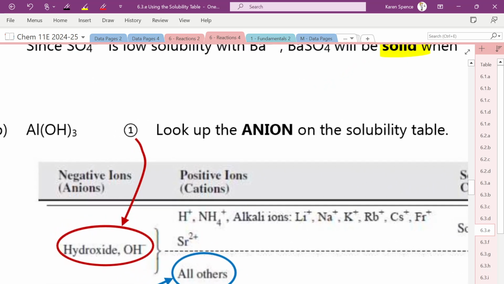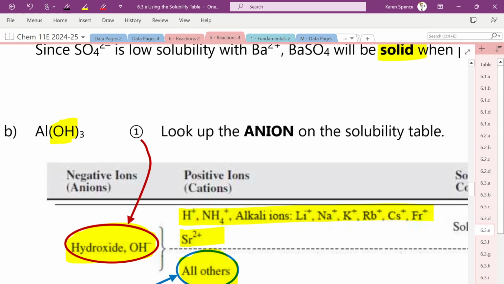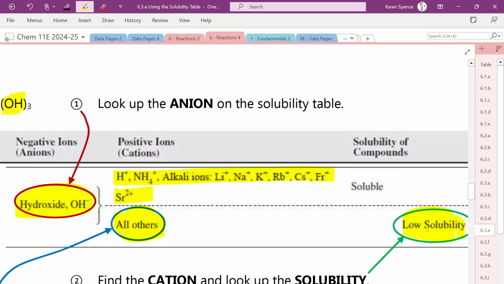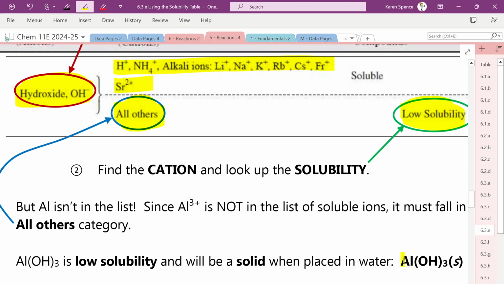Aluminum hydroxide. We look up hydroxide. Sorry, we'll be done in like 1 minute. We look up hydroxide, look for aluminum in here, and we don't find it. So it would be in all others. So again, it would be low solubility. It's going to be a solid.